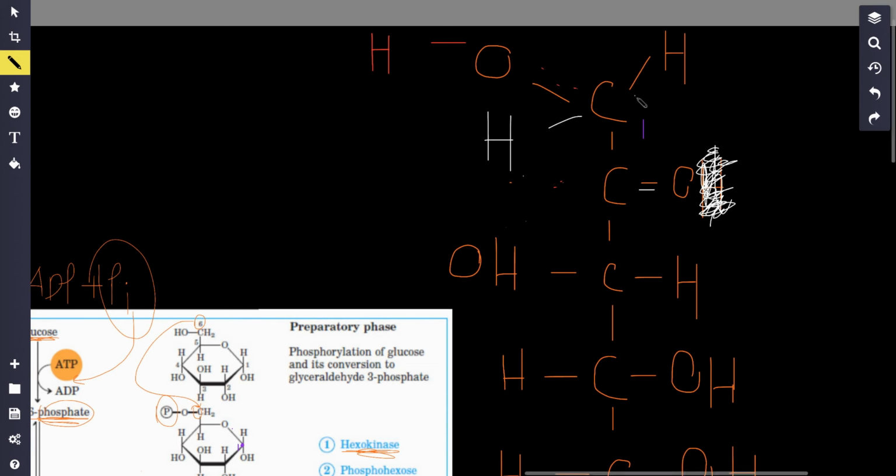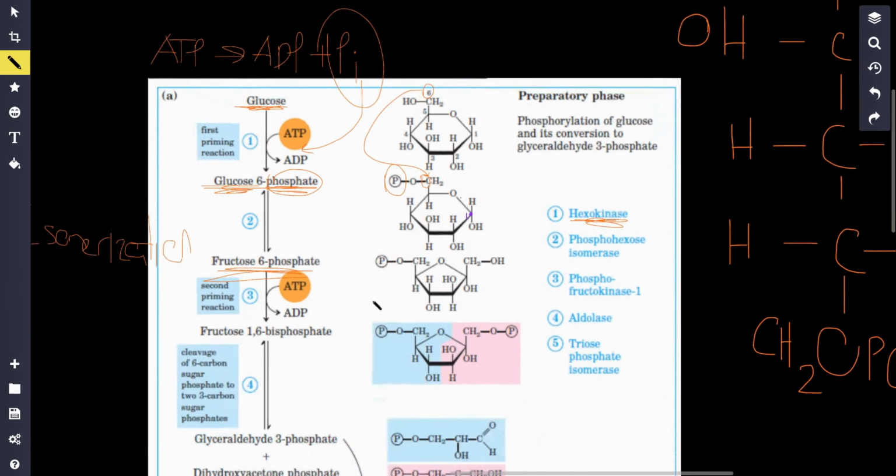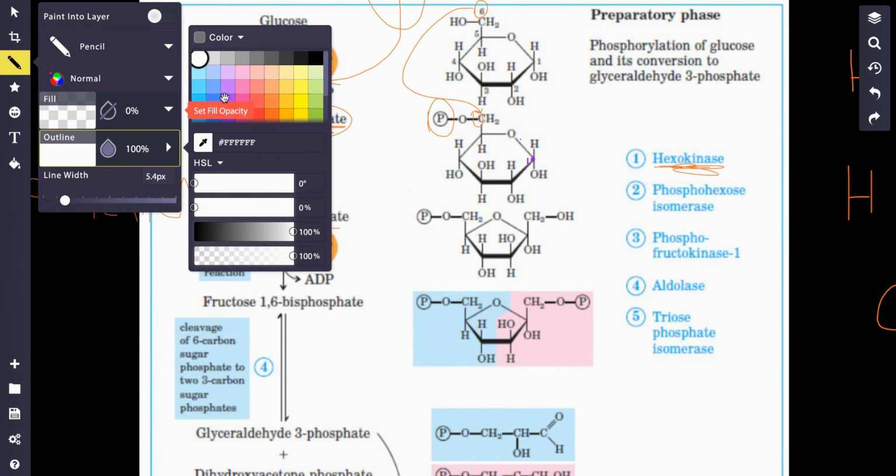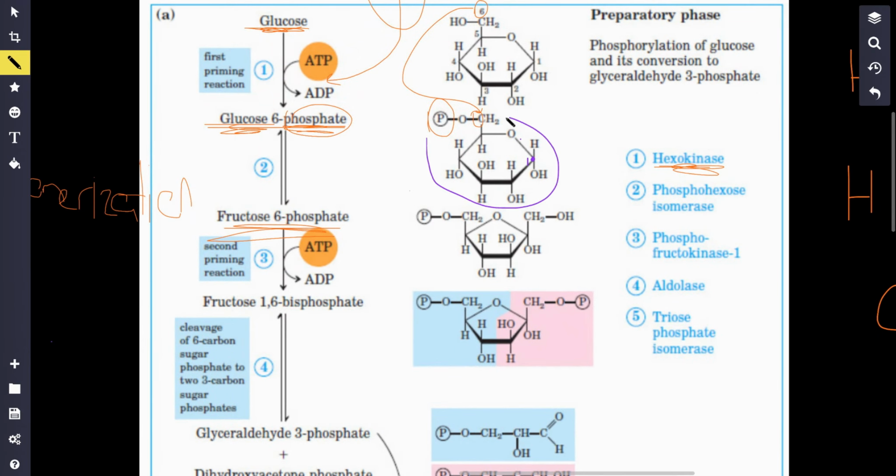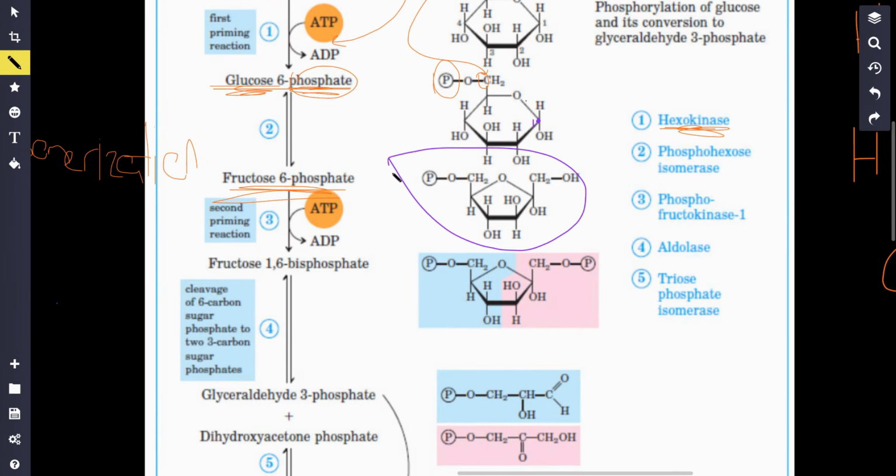So this is fructose 6-phosphate in its open chain form, and it's going to close back up, and there it is. This is going to be my fructose 6-phosphate.